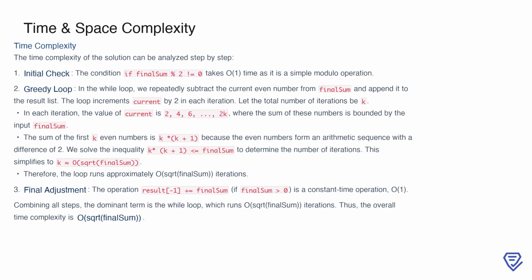Finally, the adjustment step, where we add any remaining final sum to the last element in the result list, is a constant time operation, O(1). The overall time complexity is therefore dominated by the greedy loop, making it O(sqrt(final sum)).